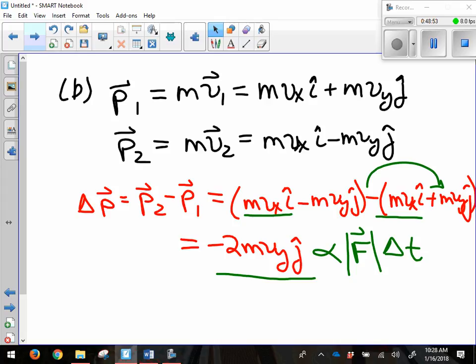So the whole point of the helmet is that it has that foam packing in it. That packing makes the change in momentum last for longer as the foam compresses. And so because you're increasing delta T, F can be smaller.